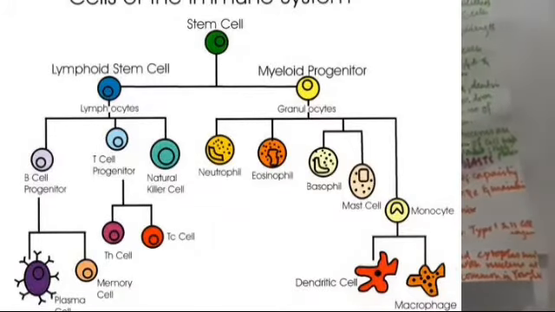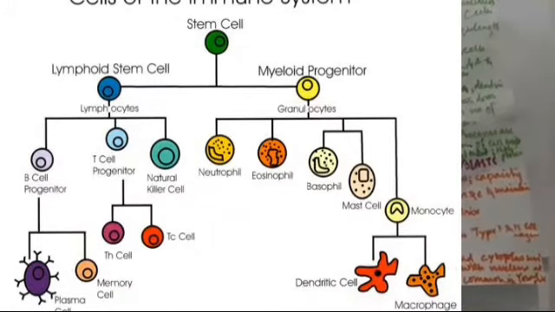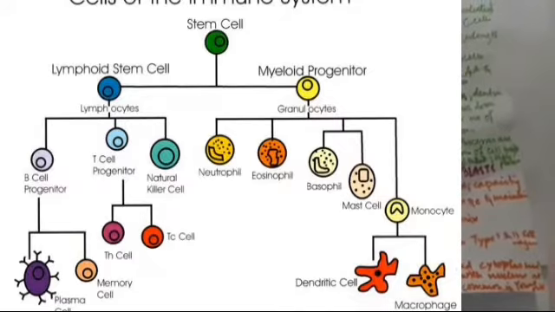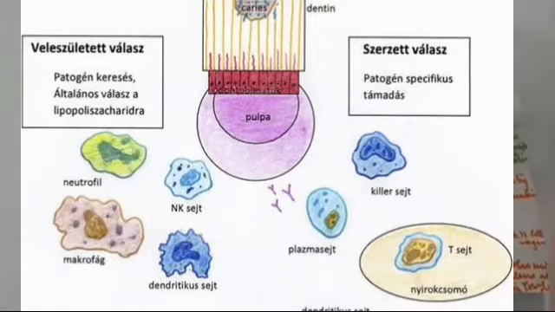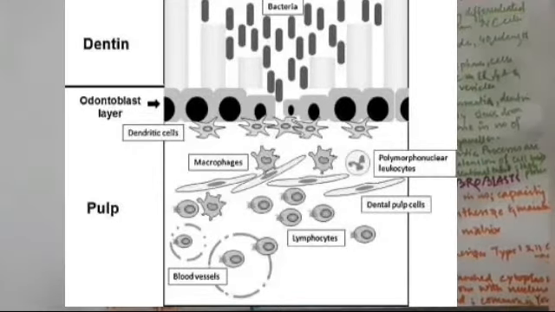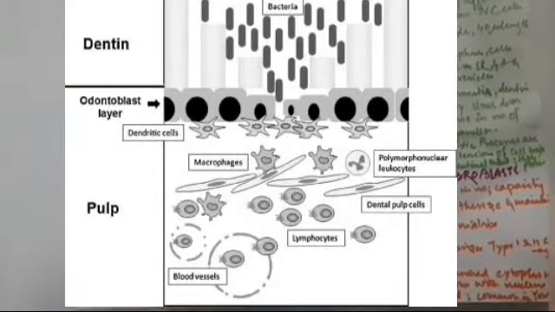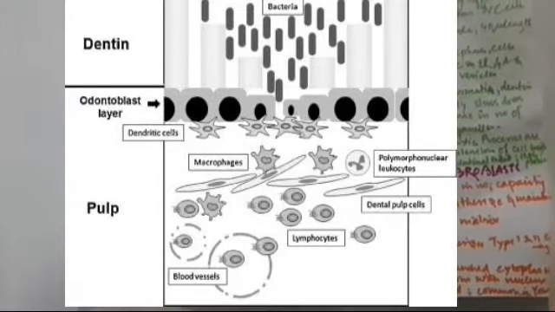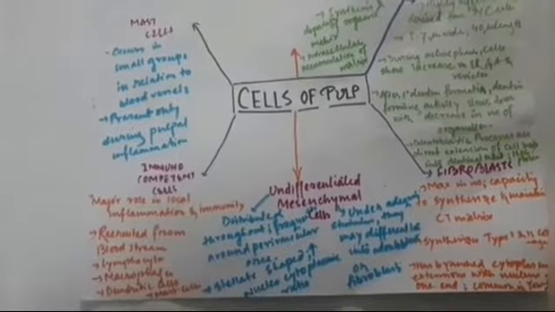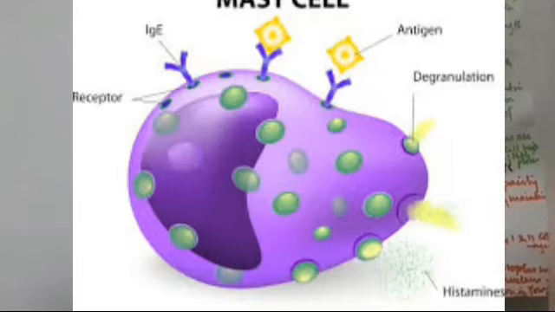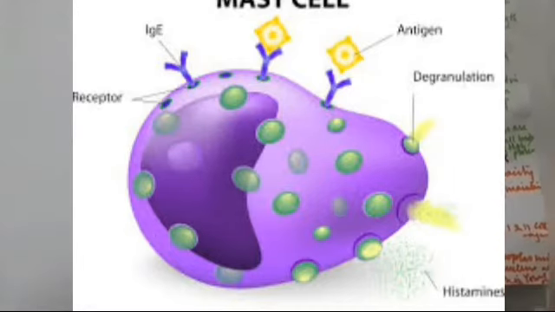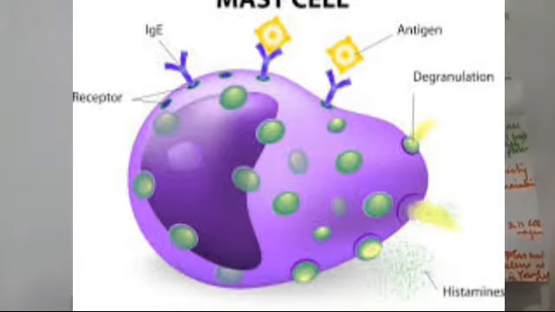Then we come to immunocompetent cells. They play a major role in local inflammation and immunity. These cells are actually derived from the bloodstream. They are our lymphocytes, macrophages, dendritic cells and mast cells. Among them, knowing about mast cells is a bit more important. These mast cells occur in small groups in relation to blood vessels, and in pulp, they are only present during pulpal inflammation.